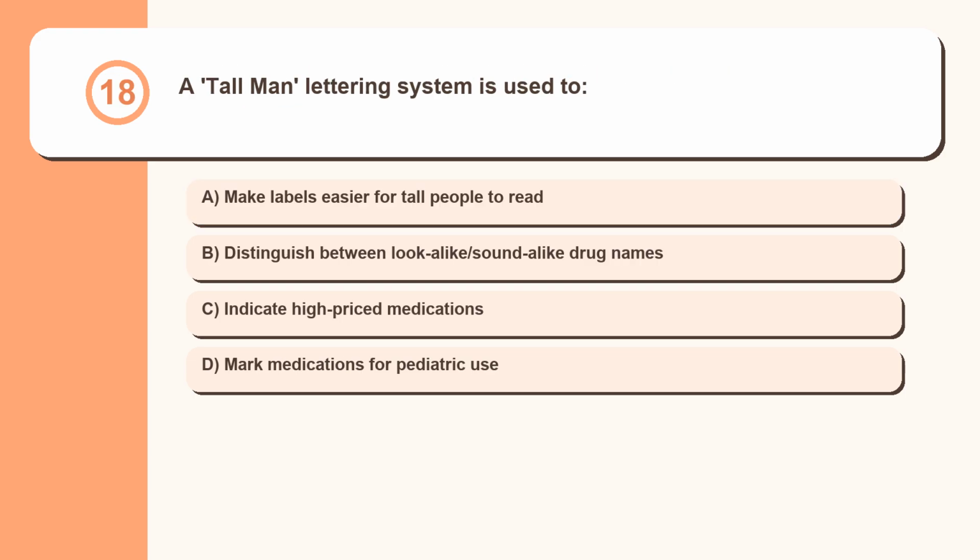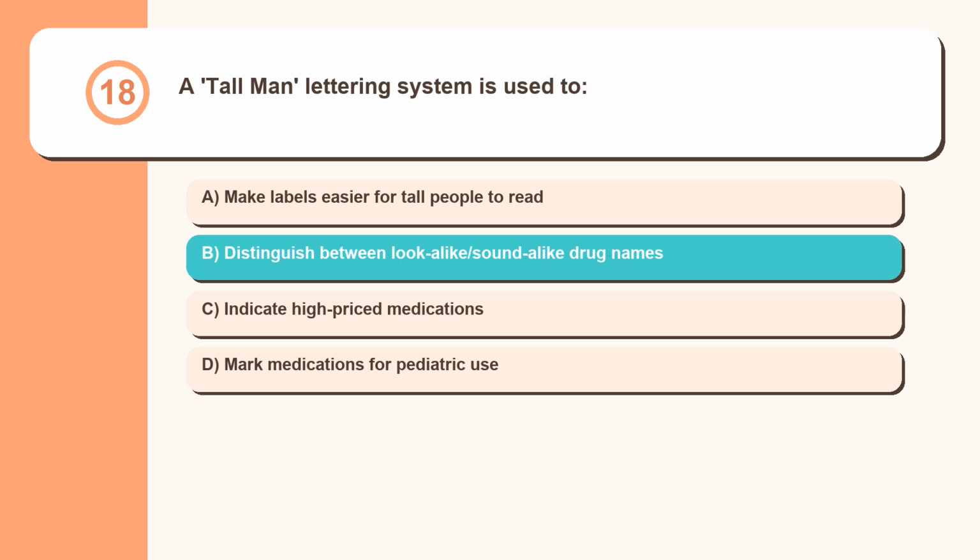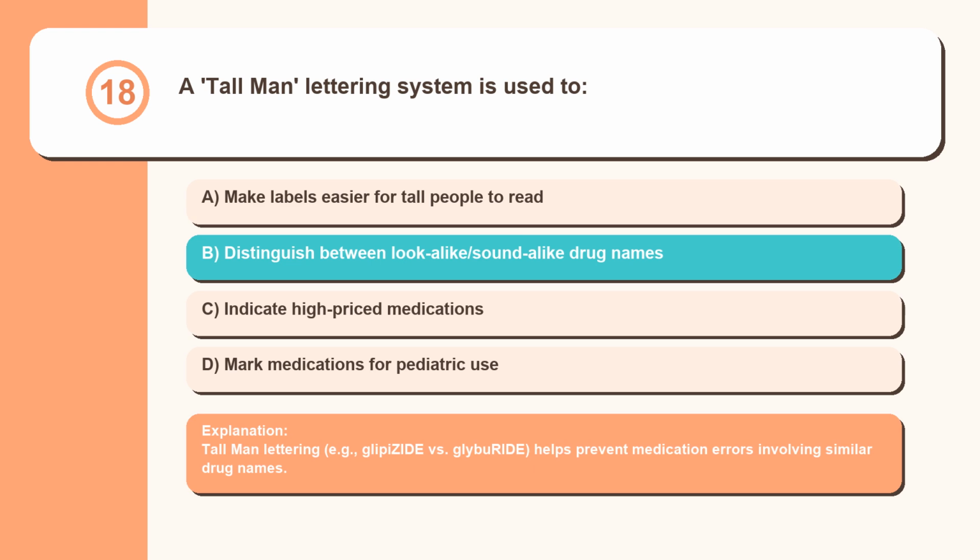Question 18. Tall man lettering is used to make labels easier for tall people to read, distinguish between look-alike/sound-alike drug names, indicate high-priced medications, or mark medications for pediatric use. Tall man lettering, for example glipizide versus glyburide, helps prevent medication errors involving similar drug names.